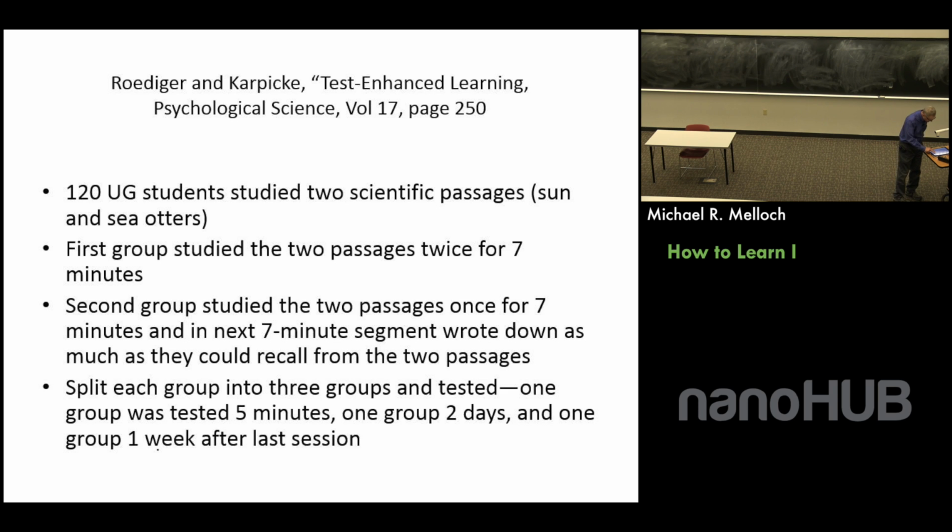So here's a study by Roediger and Karpicke. Karpicke's a faculty member here at Purdue. Roediger used to be here. He's at Washington University now. And they took a group of 120 undergraduates and had them study two scientific passages, one on the sun and one on otters.